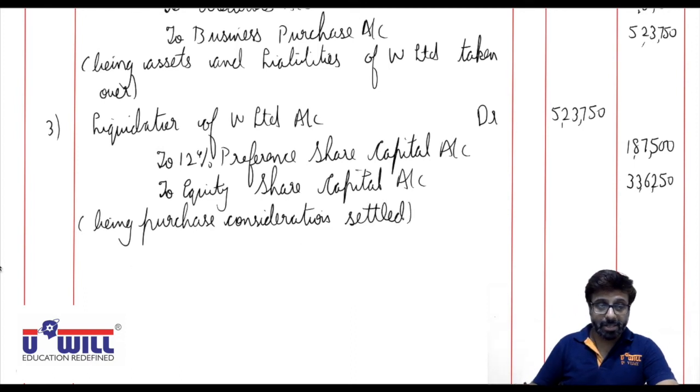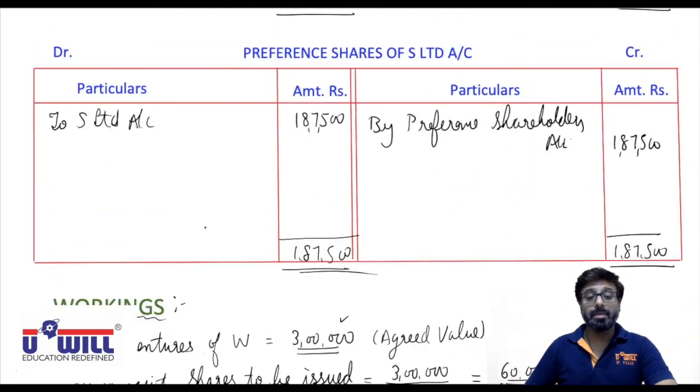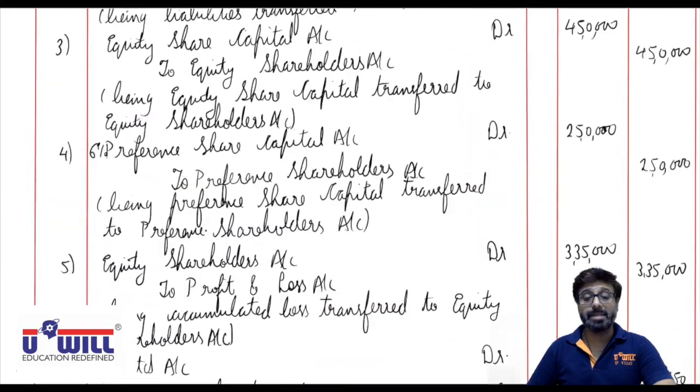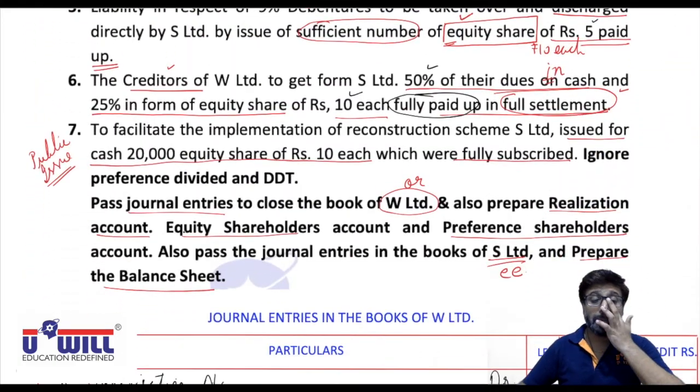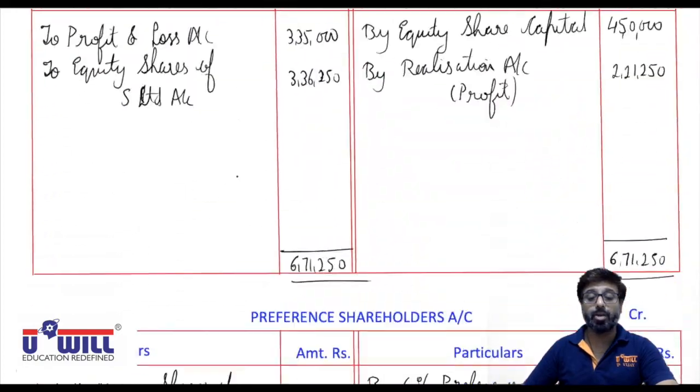Now, fourth entry is for public issue of shares that we have in adjustment number, last adjustment, that is adjustment number 7. To facilitate the implementation of reconstruction scheme, S Limited issued for cash 20,000 equity shares of 10 each, which were fully subscribed. So two entries will come for this.